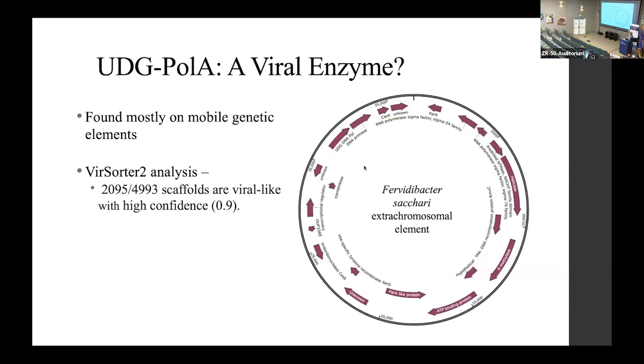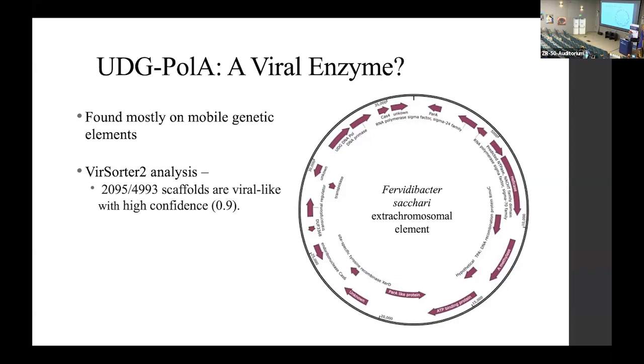One such example is Furidibacter saccharide here. We do see that there's the uracil DNA, UDG, DNA polymerase here. And most of the other things on it are either hypothetical proteins, where we don't know what the function is, unfortunately, or DNA interacting proteins. The idea we had is that perhaps some of these are from viral-like elements.